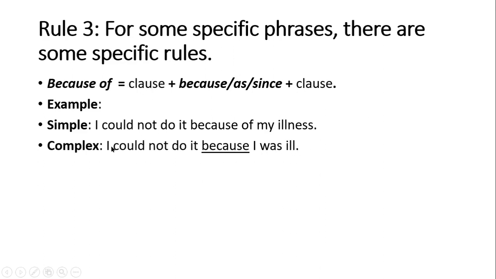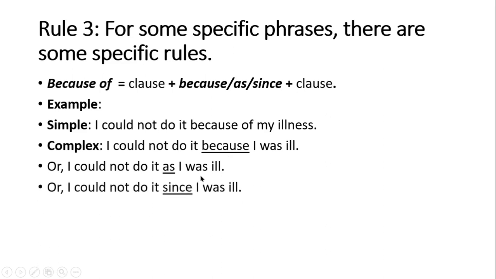Here you see the first clause, I could not do it. This is clause number 1, and after that we have written because, or you can use here as or since. I could not do it as I was ill. I could not do it since I was ill. I could not do it because I was ill.